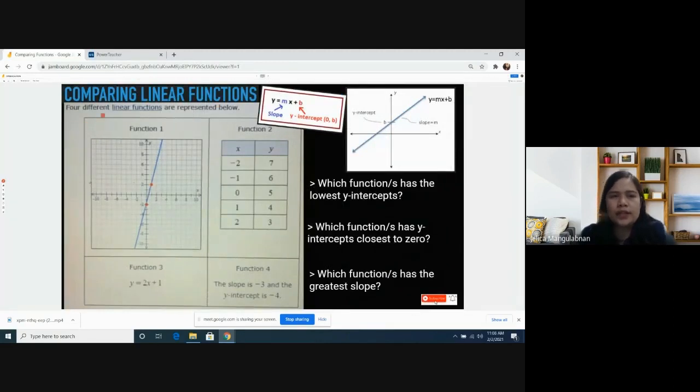Comparing linear functions. 4 different linear functions are represented below. So we have 4 functions in here, and they are all linear functions. How can I identify the function 2 if it is a linear function? Look at the output, the y values, they are adding by 1. So that means it is a linear function. I will repeat, if it is adding and subtracting, it is a linear function. If it is multiplying or dividing, it is an exponential function. If it is symmetrical on the output, that means it is a quadratic function.